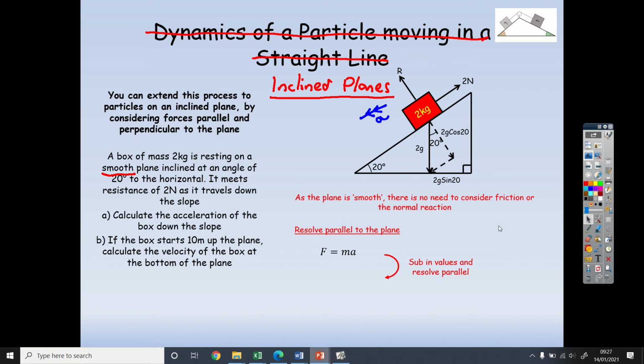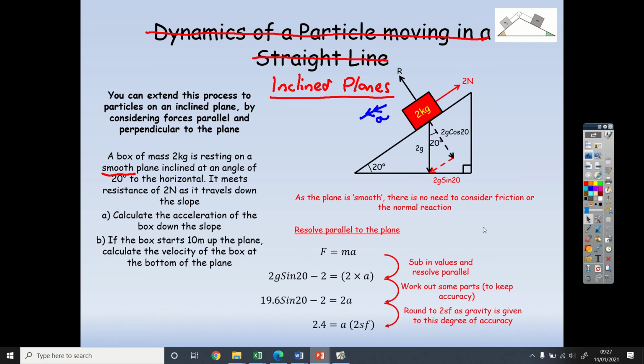So let's do that. So down the plane. 2g sin 20, this red one here, goes down in that direction, and then it's minus 2 because that goes up. That's the sum of the forces, and then it's mass times acceleration. Okay, this is Newton's second law. And then it's just a matter of solving for a. So you collect together, tidy up, divide by 2, and it's 2.4. Okay, meters per second squared.